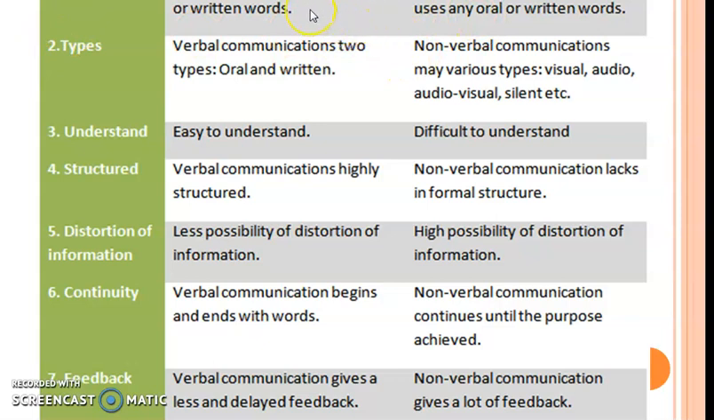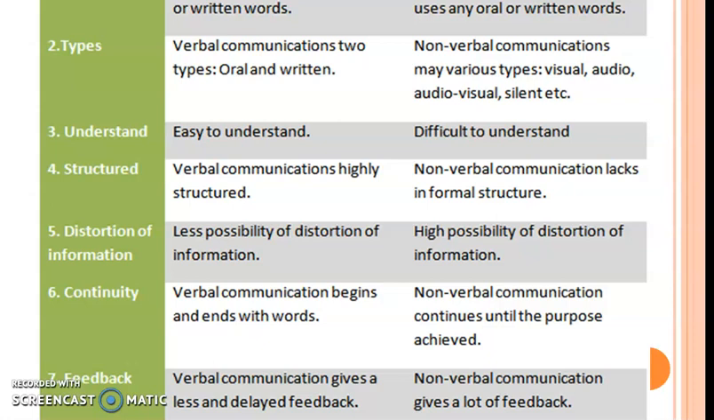Let us see the difference between verbal communication and non-verbal communication. Verbal communication uses oral or written words. Non-verbal communication does not use any oral or written words. Verbal communication has two types, oral and written. Non-verbal communication has various types like visual, audio, visual, silent, etc. Verbal communication is very easy to understand, but non-verbal communication is very difficult to understand. Verbal communication is highly structured. Non-verbal communication lacks formal structure.